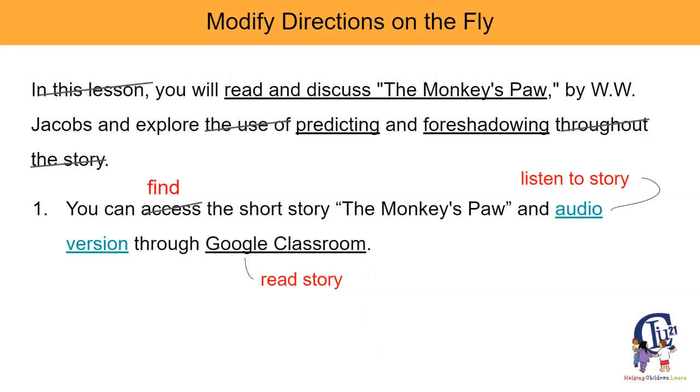Well, that's a lot of language for them. What you could do instead is cross out words that are unnecessary. As you can see, you can find instead of you can access. And then the short story, The Monkey's Paw, and audio version, you could just say, listen to the story. It's in your Google Classroom.